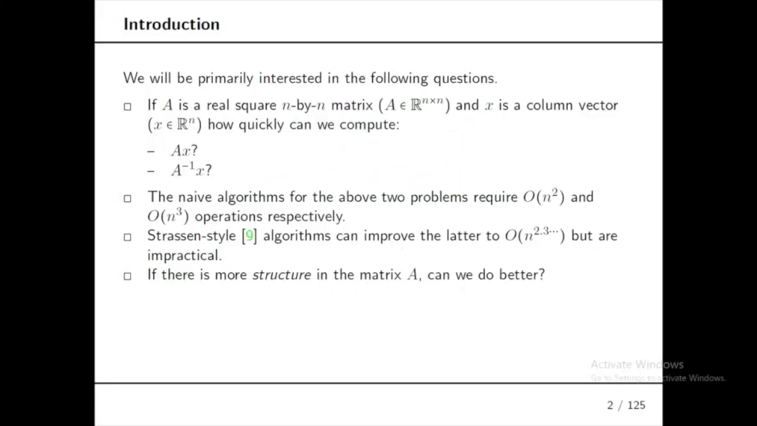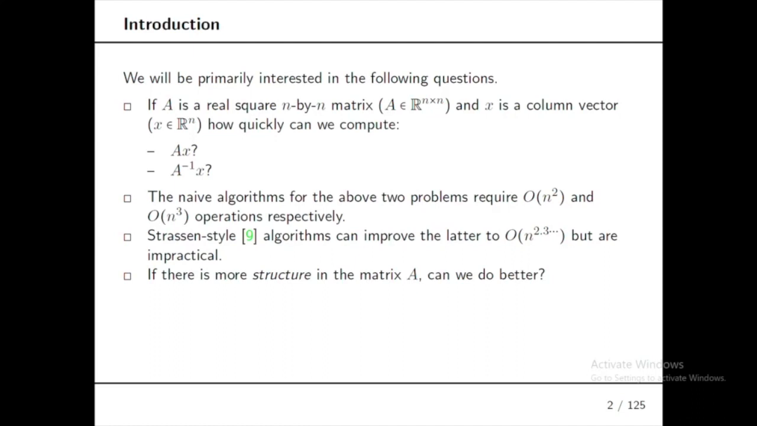Mostly concerned with the basic linear algebra calculations. So given a matrix A, let's pretend it's square for now, it can be just real. How can we compute A times the column vector X quickly? And equally important, how can we apply the inverse of A to X, assuming A is invertible, quickly? So what do we mean by quickly?